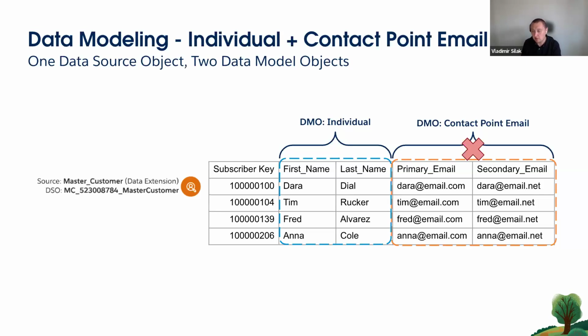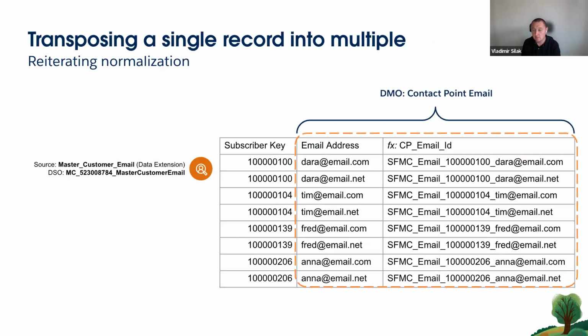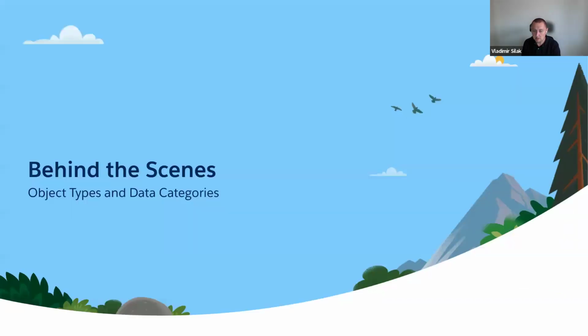In order for us to correctly map all these values and have them available within the data model, we need to transpose that information and ultimately generate a separate row for every single email that we will then map into the contact point email. So as you can see, we're using a formula field to generate the ID, and then we're using the email address as a value that we want to store. The subscriber key will be used as a foreign key, like a party field, and it will link to the individual and allow us, in this case, to have two emails per individual stored in the system. So that's just reiterating normalization.